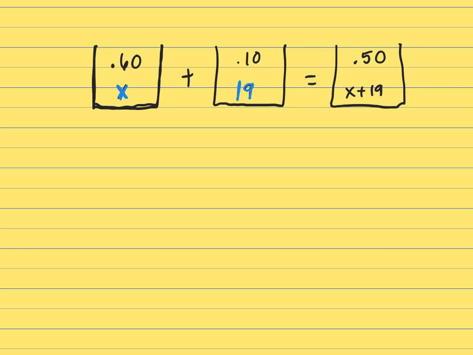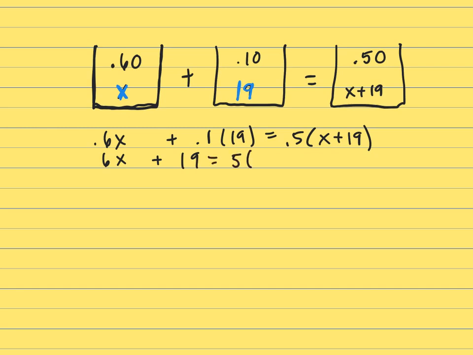The next thing you do is you write your equation, and what you do is just multiply what's inside each of your beakers. So 0.6x plus 0.1 times 19 equals 0.5 times x plus 19. Clear your fractions by multiplying every term on both sides by 10, which moves your decimal one place to the right. So 6x plus, that's just going to be a 1 times 19, or 19, and that's going to be a 5 times x plus 19.